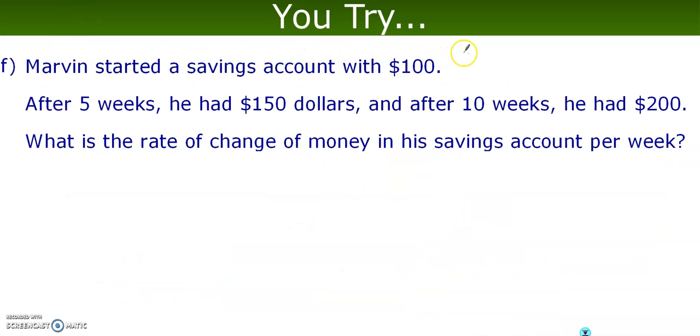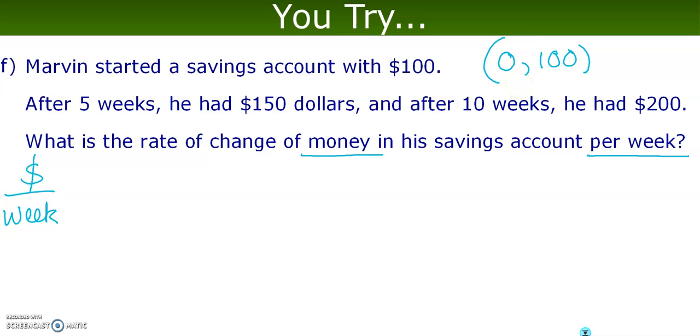Marvin started a savings account with $100. After 5 weeks, he had $150. After 10 weeks, he had $200. What's the rate of change of money in his savings account per week? So this is going to be money over weeks. There are 3 sets of ordered pairs here. He starts his account with $100. So that's going to be a 0 start with $100. That's 1 ordered pair. 5 weeks, $150, and so on and so forth. 10 weeks, $200. So you pick the 2 ordered pairs that you want to go with.